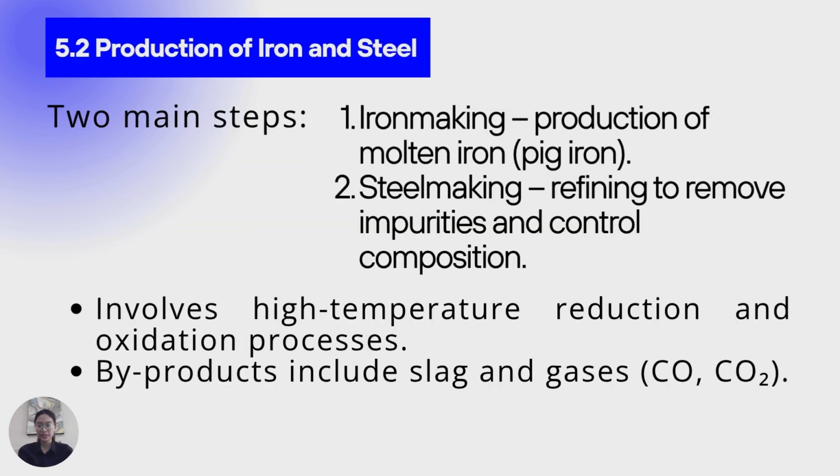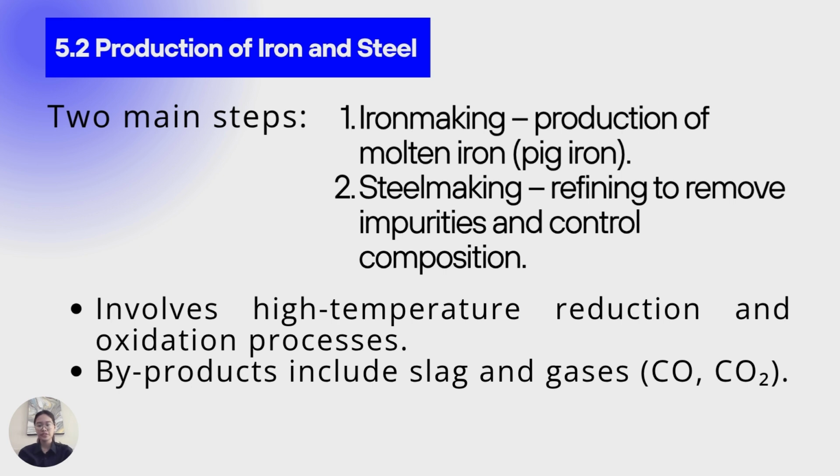The production of iron and steel forms the foundation of the entire manufacturing industry. In this section, we'll take a closer look at the two essential stages, iron making and steel making, and understand how raw materials are transformed into the most widely used engineered materials in the world. First, let's consider the significance of these processes. Steel accounts for about 90% of all metallic materials used globally. Its versatility and strength make it indispensable in construction, transportation, energy systems, and consumer goods.